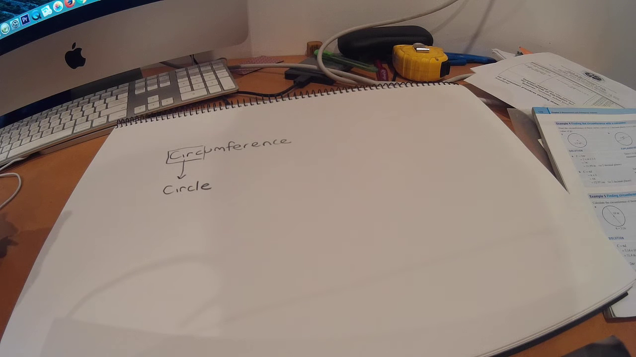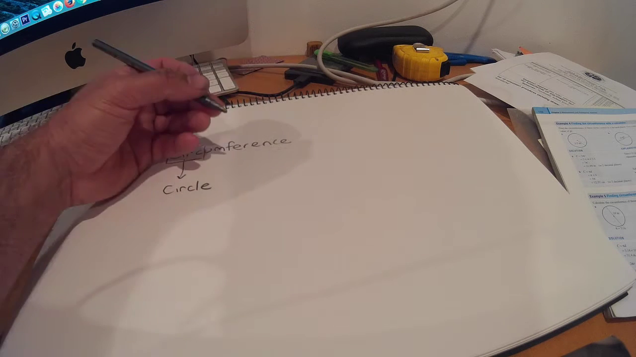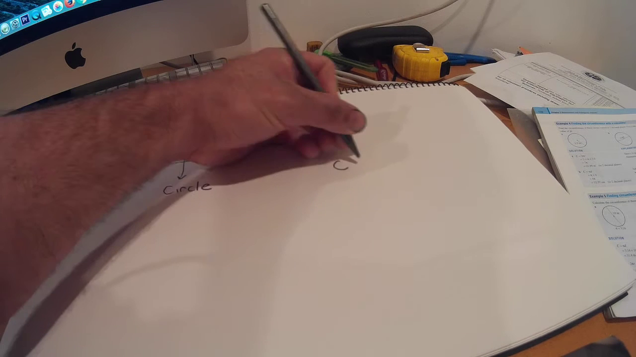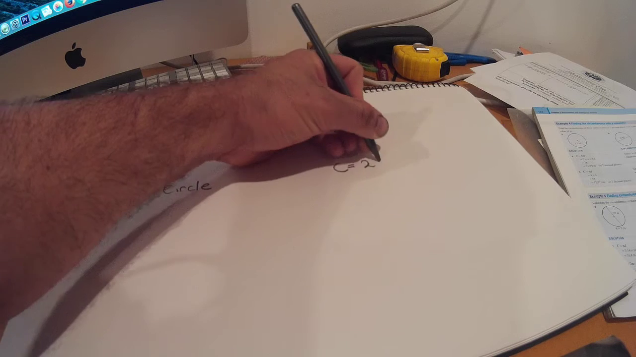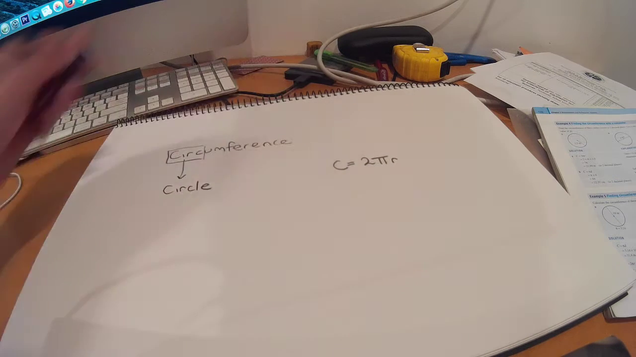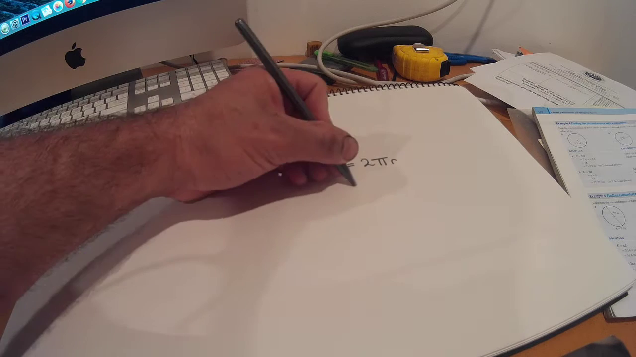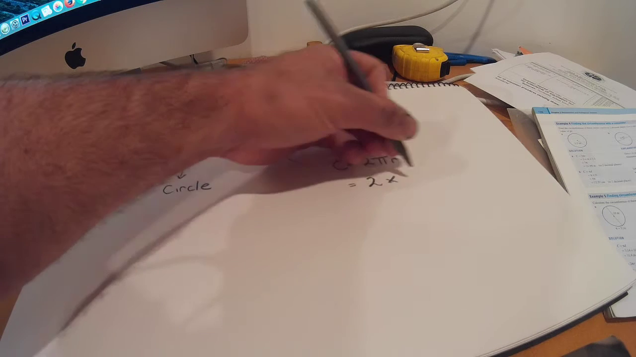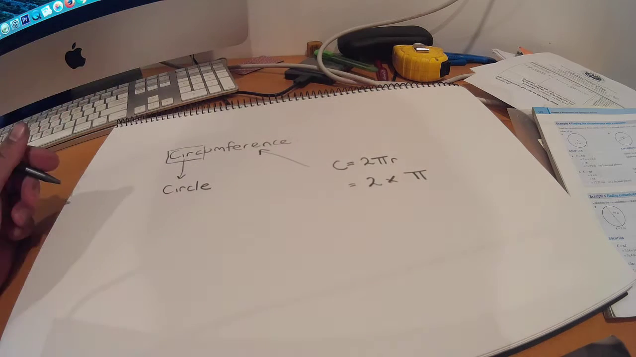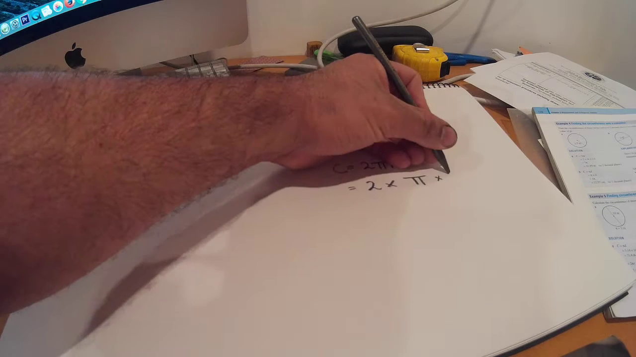So what do we need to know about finding the circumference? Well, we need to use an equation. And you have all done this equation in class, so it shouldn't be a problem. The equation you need to remember is C equals 2 pi r, which is circumference, which is this word here, equal to 2 times pi, you use the pi button on your calculator, times r.